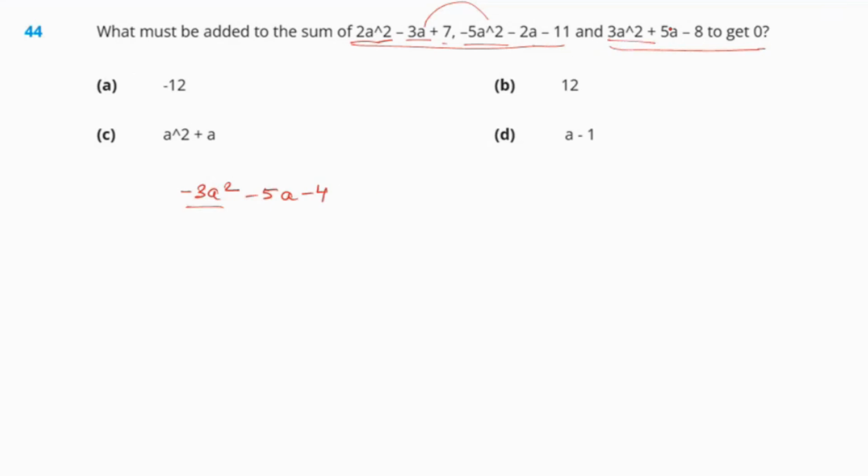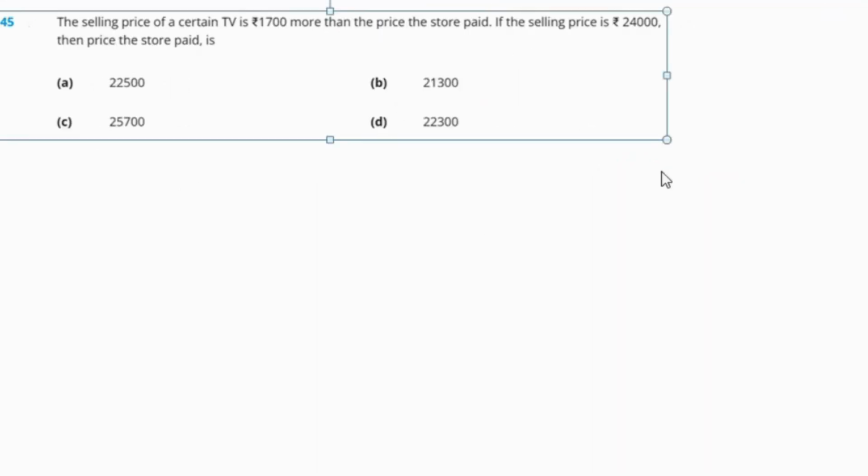So minus 3a square plus 3a square gives us nothing, 0. Okay, then minus 5a plus 5a gives us nothing, 0. And here the minus 4 and minus 8 gives us minus 12. Now the question is asking what we are supposed to add, so we add 12 to get zero. Answer is option B. Next.